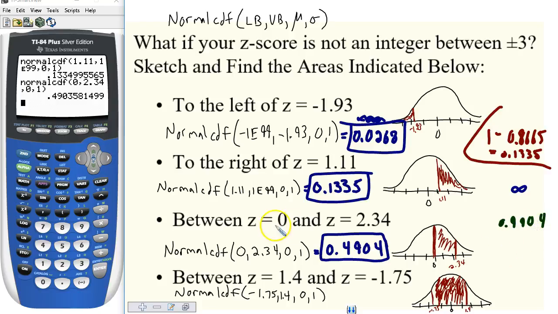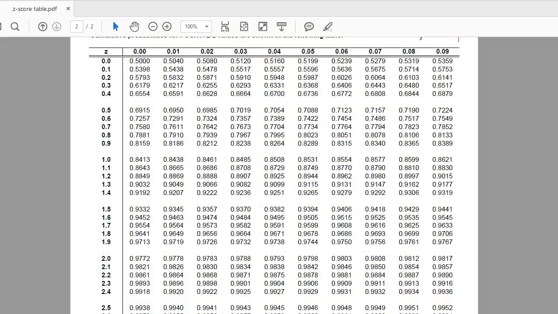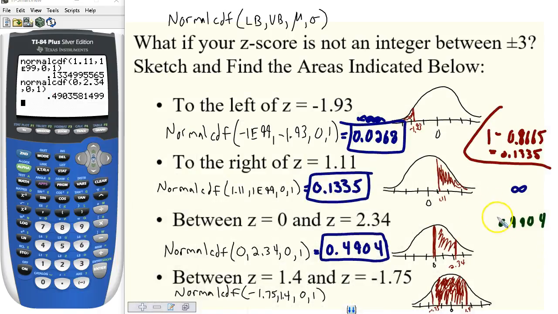0.9904. And then hopefully you know the area to the left of 0, but if you don't, you can find 0 in your table and you'll see that it's 50% or 0.5. So we get 0.5. What has to happen in our table, our calculator goes straight to the answer, but our table, we have to find the area to the left of 2.34 and subtract out the area to the left of 0. And by subtracting out that area, what's left behind is going to be our shaded region of 0.4904.